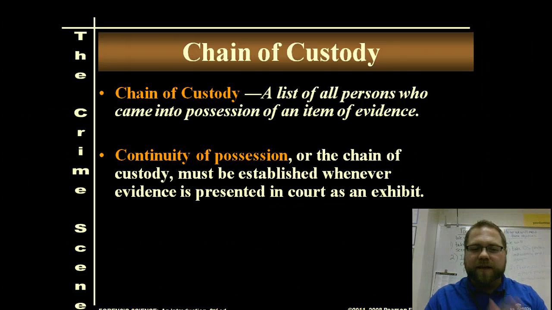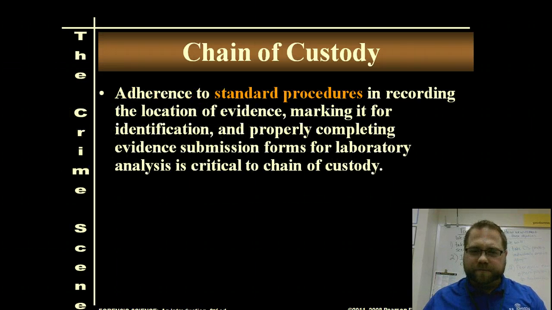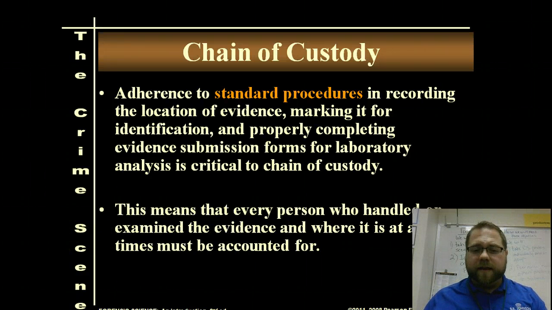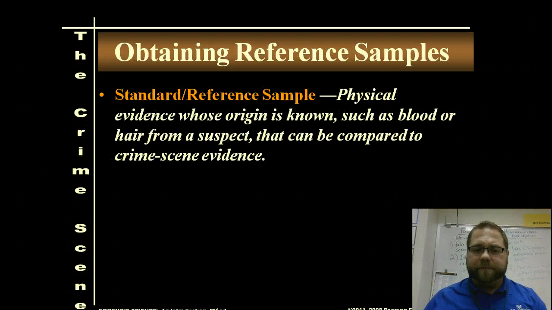You have to have continuity of possession, okay? And so, you always know where evidence is. If it ever goes missing, it's going to come up in court. It's not going to be able to be used. So, you need to adhere to standard procedures when you're recording the location, marking it for identification, and properly completing evidence submission forms for lab analysis. You have to do that everywhere. It can never be a part where it's unaccounted for. So every person who handled the evidence and where it is must be written down.